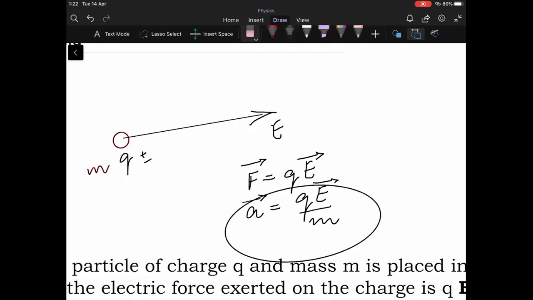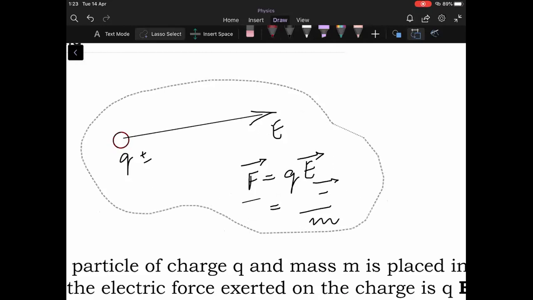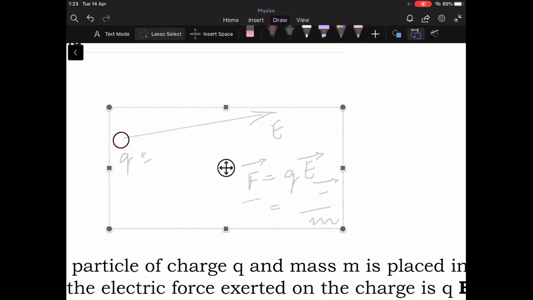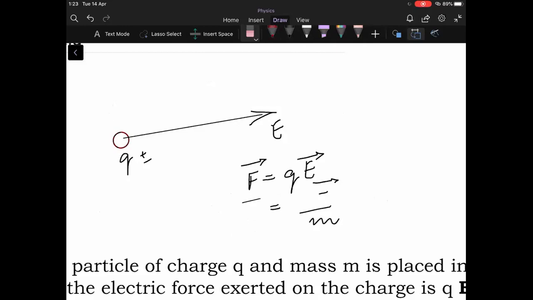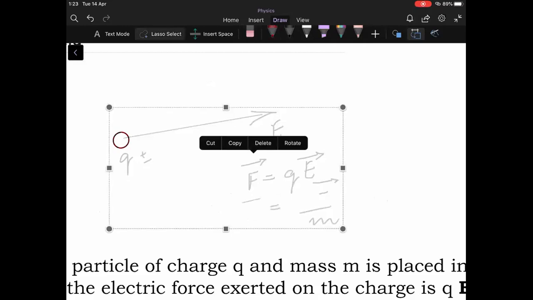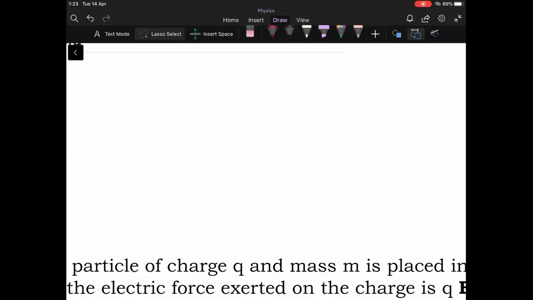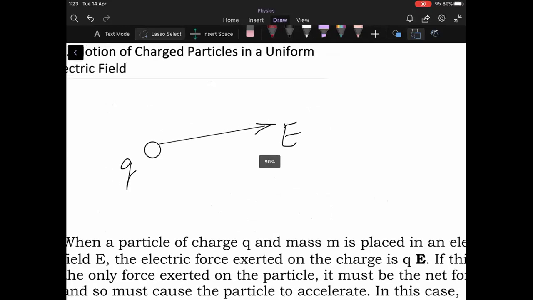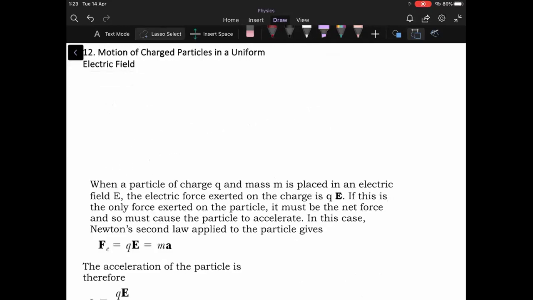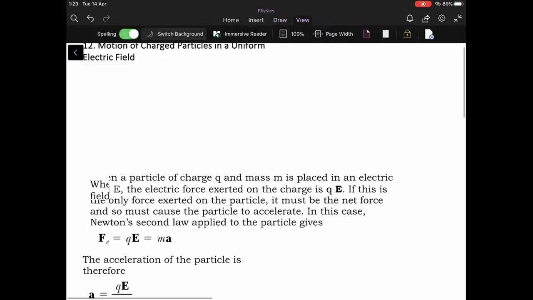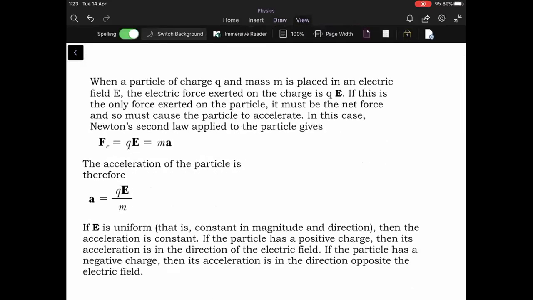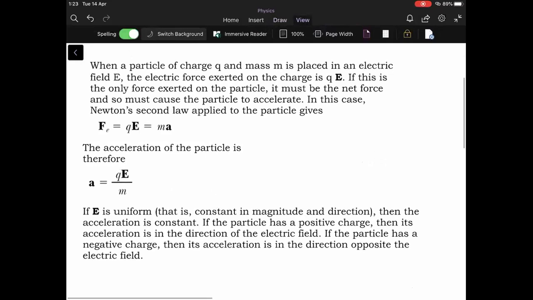Now you can go through it. There is no need to write anything, just read it out. Anyways, I am going to send you the PDF of this. Just read it and understand it.